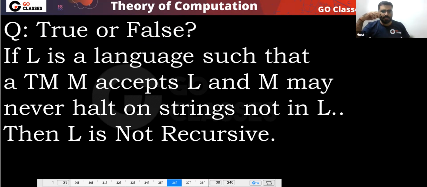Tell me, so what about this statement? L is a language. There is a Turing machine M that is accepting L. And the question is saying that M may never halt on strings not in L. Then can I say this is not recursive?